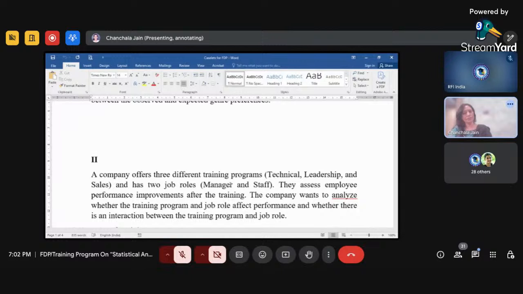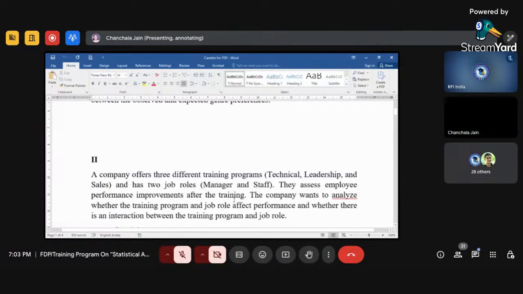Clear? Ma'am, can you tell me once more what the variables are here? We have the type of training program, the type of job role, and the performance value. We want to see the performance, right? Okay, got it, ma'am.